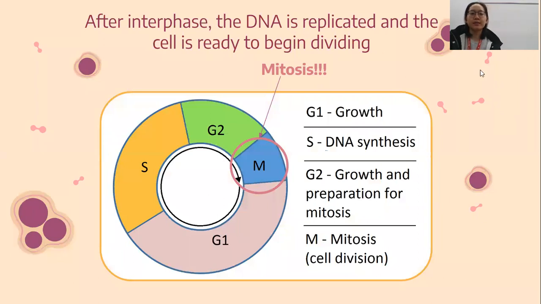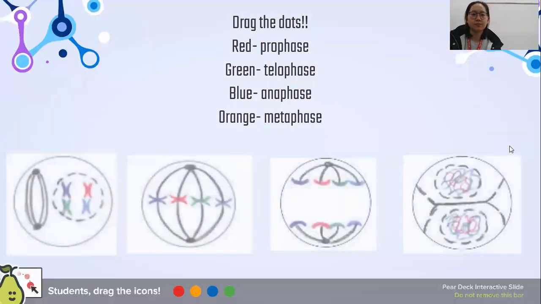So after interphase, the DNA is replicated and the cell is ready to begin dividing, and it's going to enter mitosis. As a preview, I do want to see how much you remember. Drag the red dot to the cell that you think represents prophase. Drag the green dot to the cell that you think represents telophase. Drag the blue dot to the cell that you think represents anaphase, and then drag the orange dot to the one that you think represents metaphase.